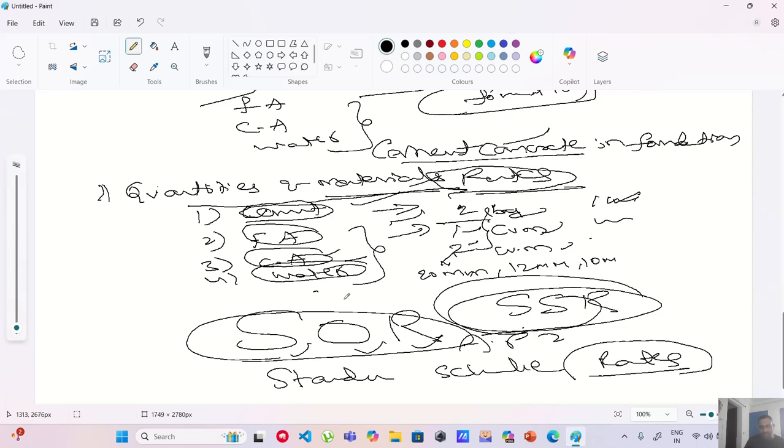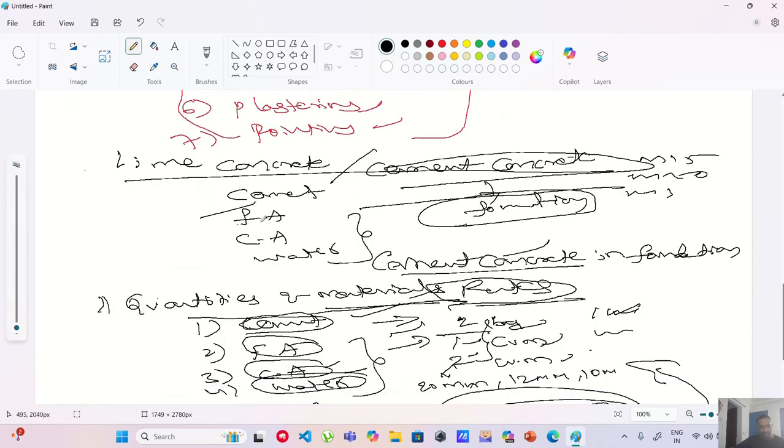From these standard scheduled rates, we can get the rates of different items of work. Otherwise, standard scheduled rates or schedule of rates. These are rates available in different states, and different books are also available. So this is the second one.